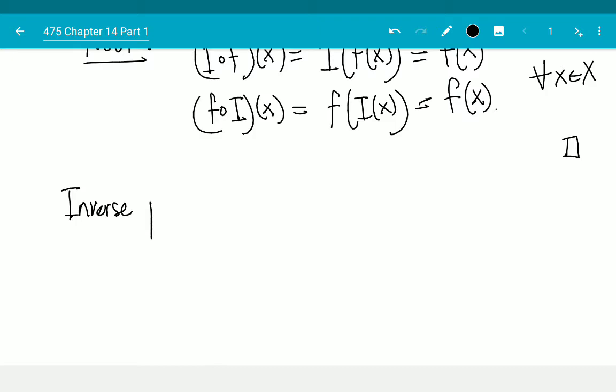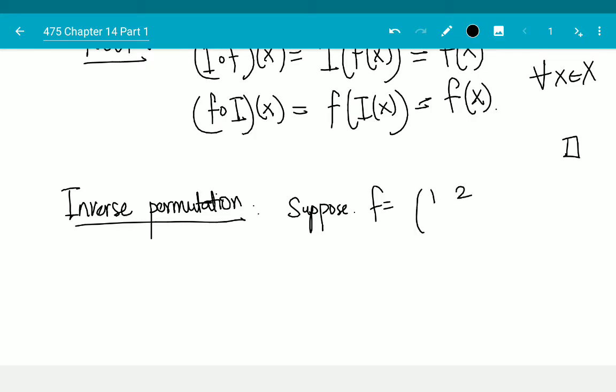Now that I have an identity permutation, I would also like to define what is called an inverse permutation. What is the inverse permutation? Well, suppose f is equal to, let's say, I'm going to look at 1 2 3 4 5, which goes to 4, 3, 1, 5, 2.